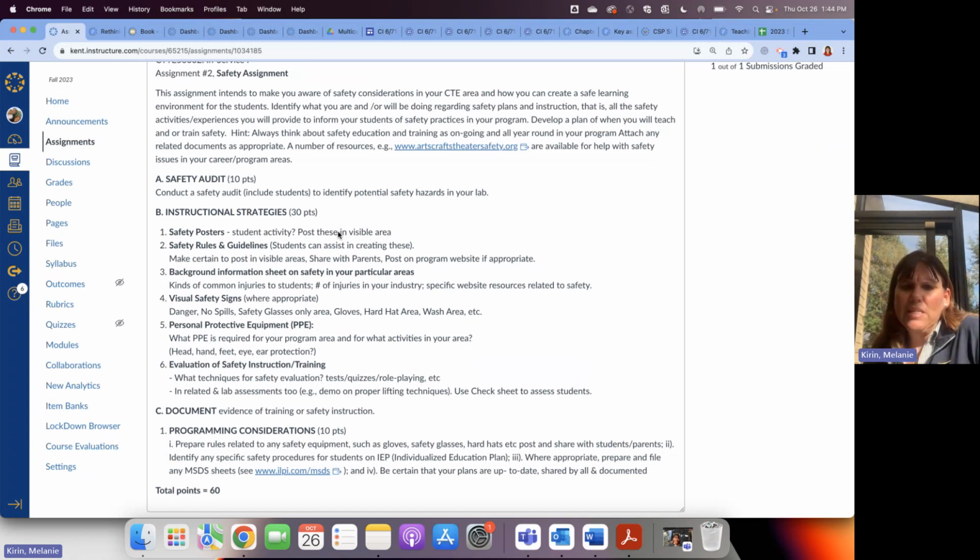So yes, I'm expecting attachments, and I'm expecting pictures. It'd be super great. If you're not tech savvy enough to do it, that's okay. If you have one document that has it all listed out, like a Word doc that says A, safety audit, go through it, then B, the instructions, and literally give me 1 through 6, and you insert images or posters within that, and then the programming considerations. That's what the expectation is. It's traditionally what we get from our great students.